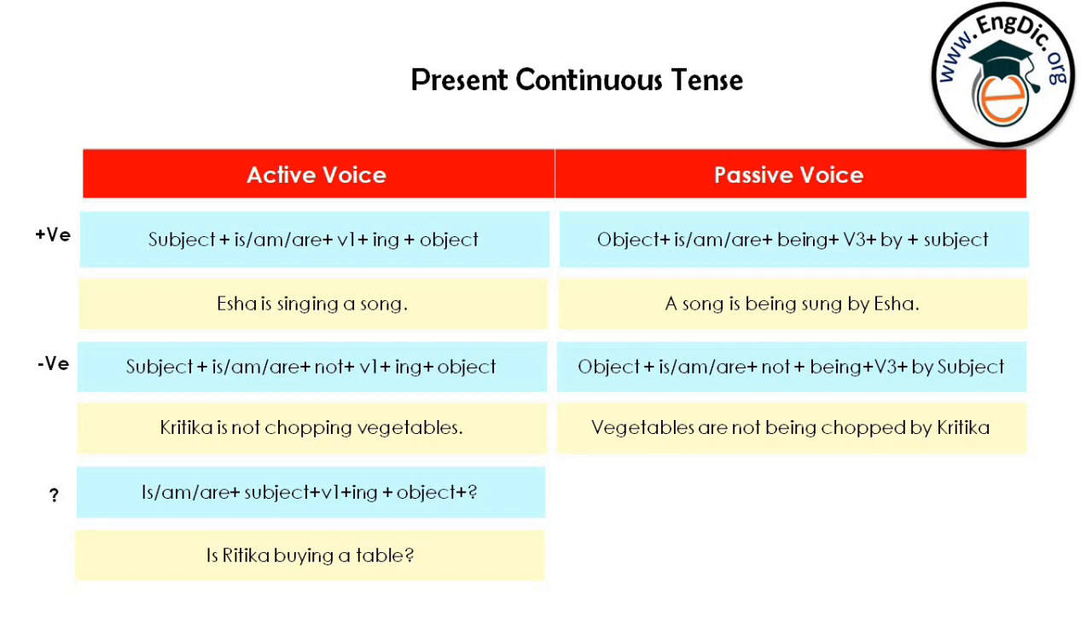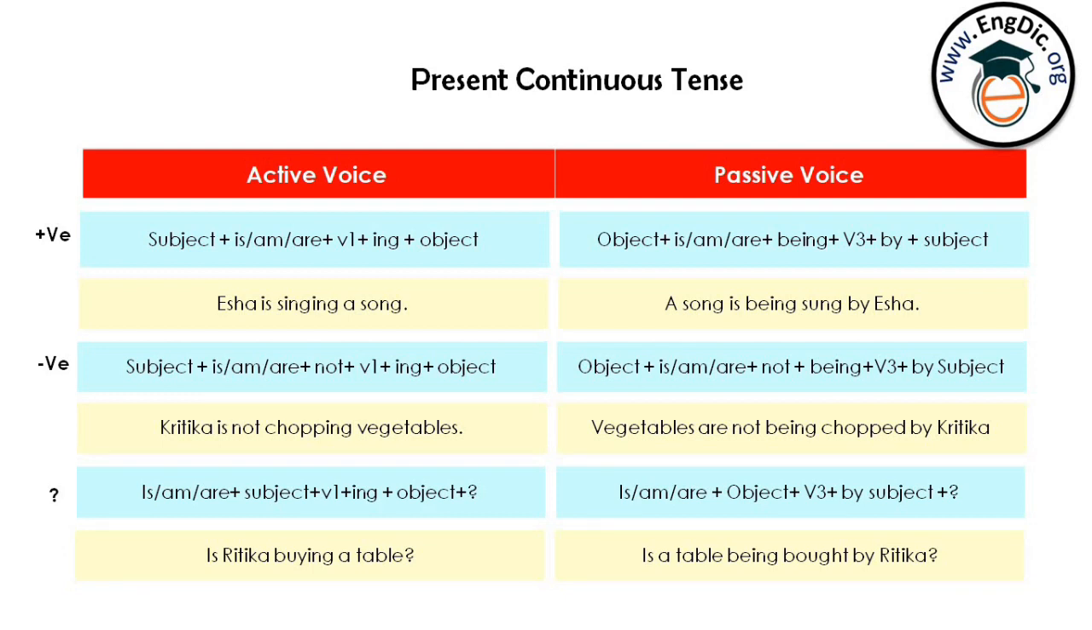And what will be the passive voice of this sentence? First we have to put is, am, are, the helping verbs, and then the object, then the third form of verb, then by, and then the subject, and then the question mark. Is a table being bought by Ritika? Question mark. This is it. This is so simple. You just have to keep in your mind the formation of every sentence.